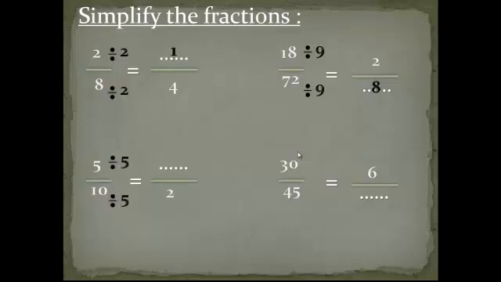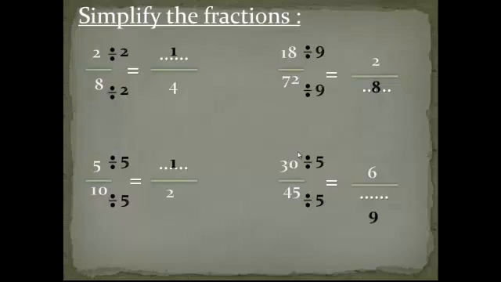30 over 45 equals 6 over what? 30 becomes 6, means it becomes smaller. So we are going to divide. Okay, 30 divided by what equals 6? 5. So we are going to divide up by 5 and down by 5. 30 divided by 5 equals 6. And 45 divided by 5 is 9.